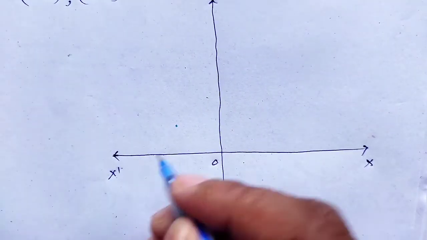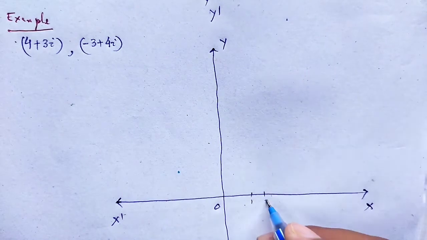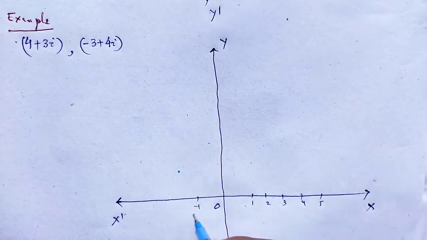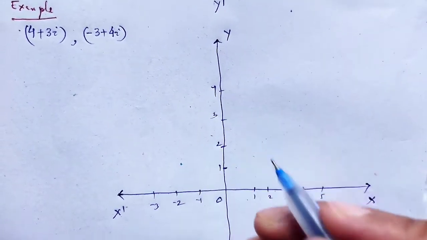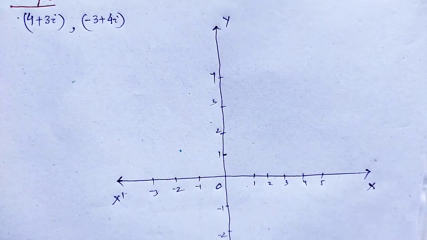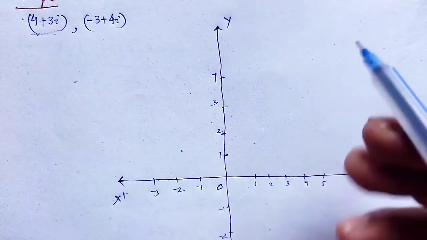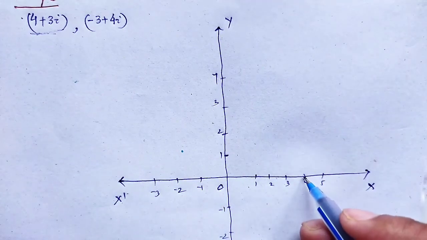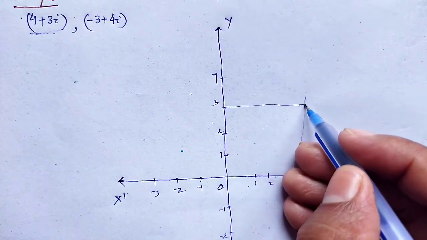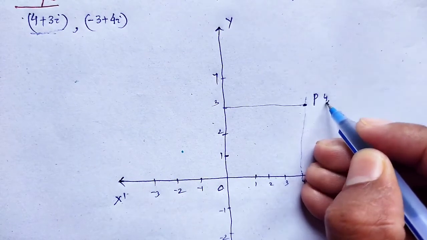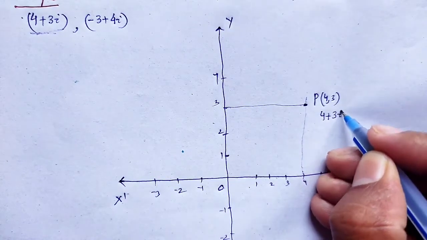X o x dash, y o y dash. It is 1 2 3 4 5, minus 1, minus 2, minus 3. Here 1 2 3 4, minus 1, minus 2, minus 3, minus 4. First term, that is 4 plus 3i. In x we have the point 4 and in y we have the point 3. So, 4, and y the point 3. Here the point, let it be (4, 3), and that point is associated with the complex number 4 plus 3i.